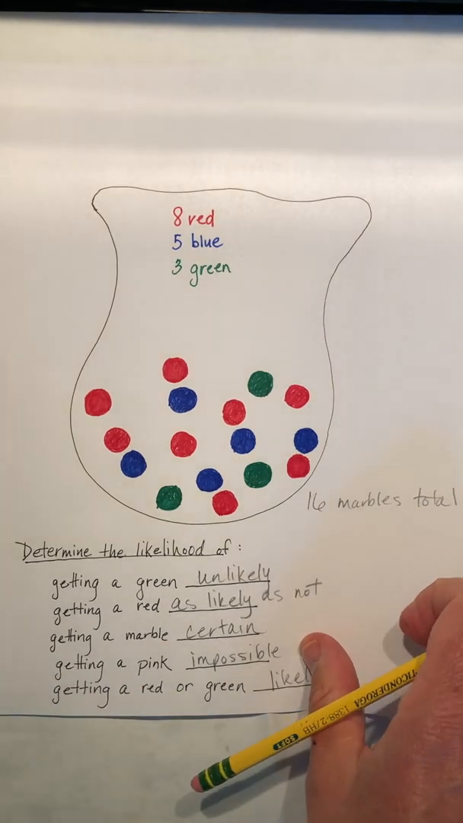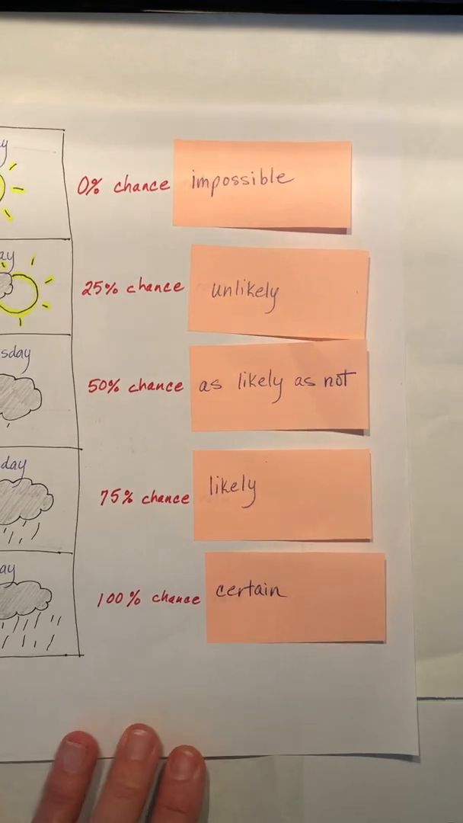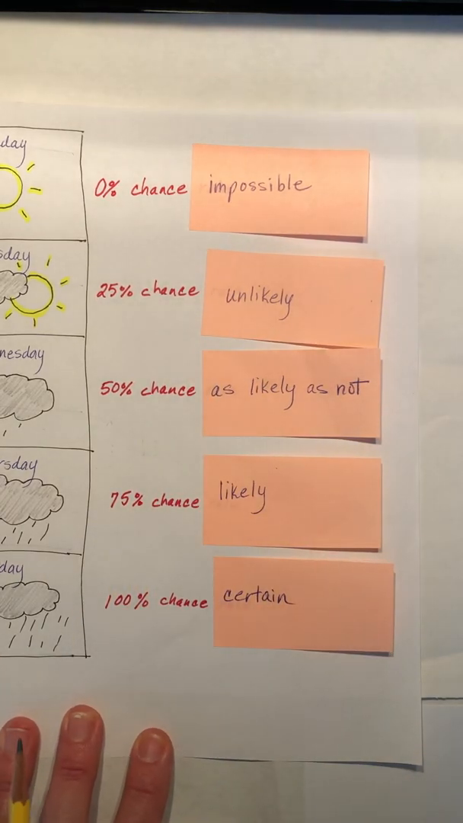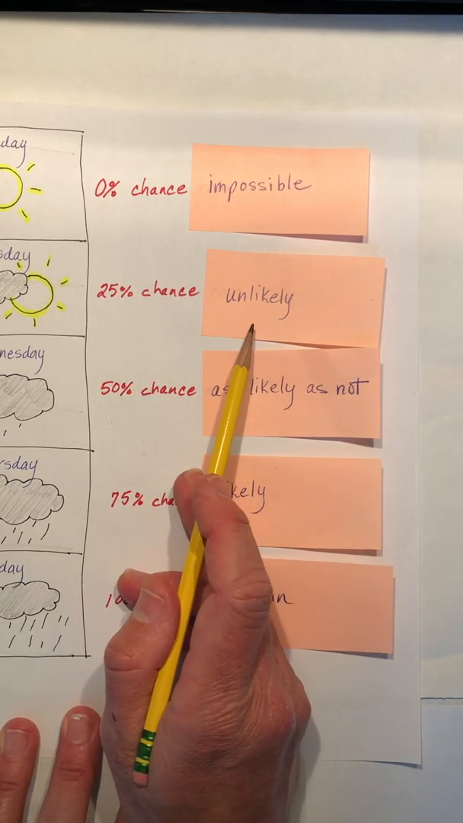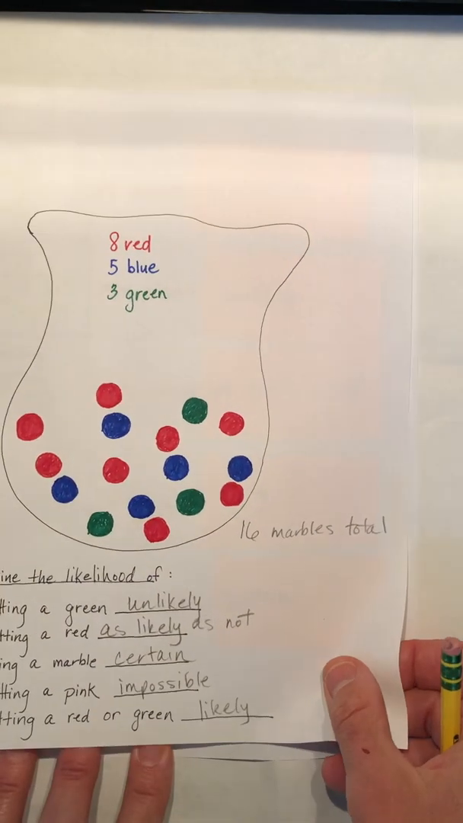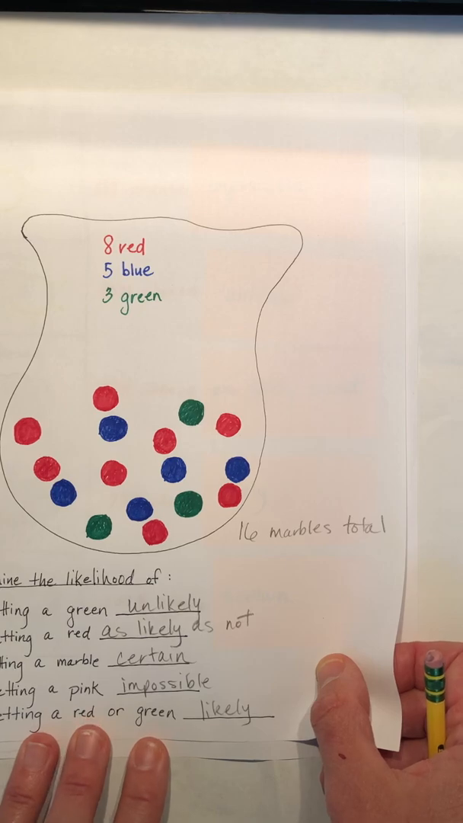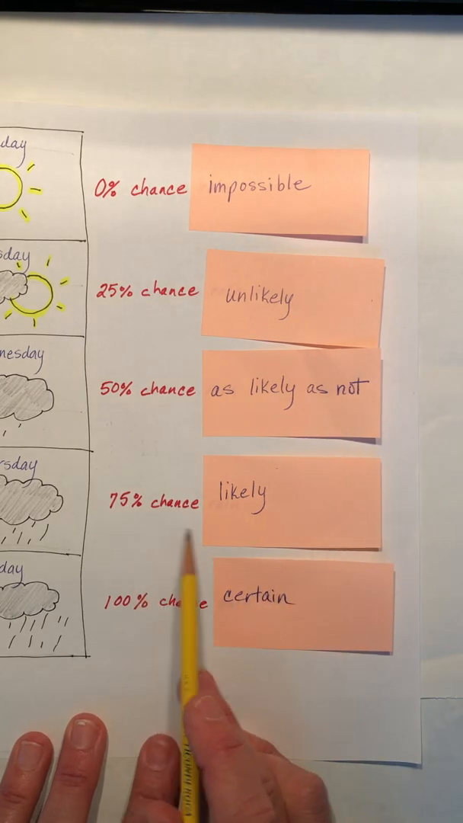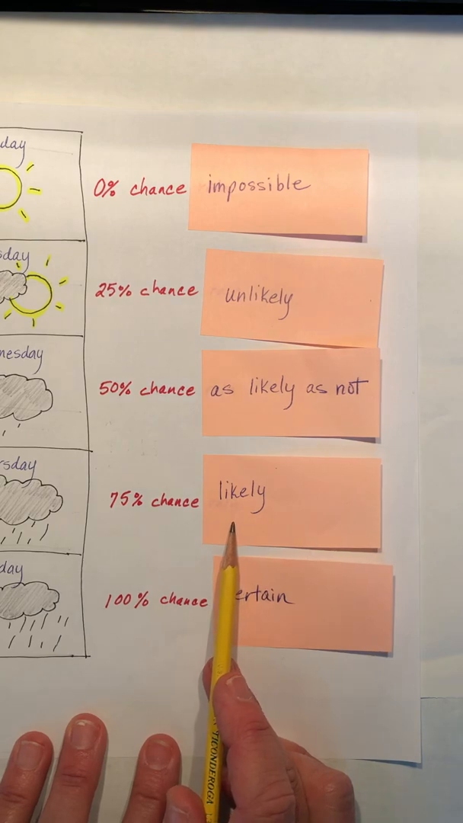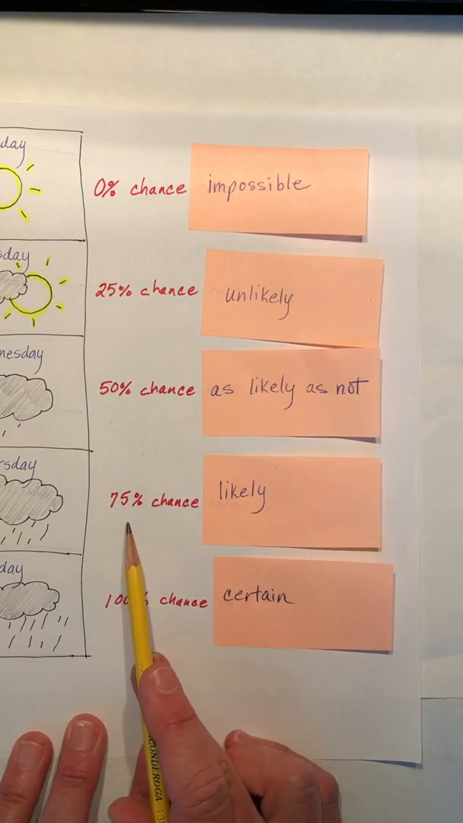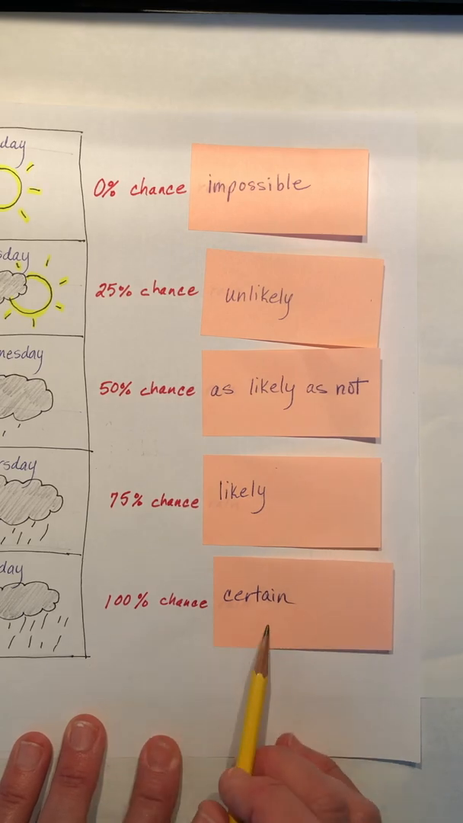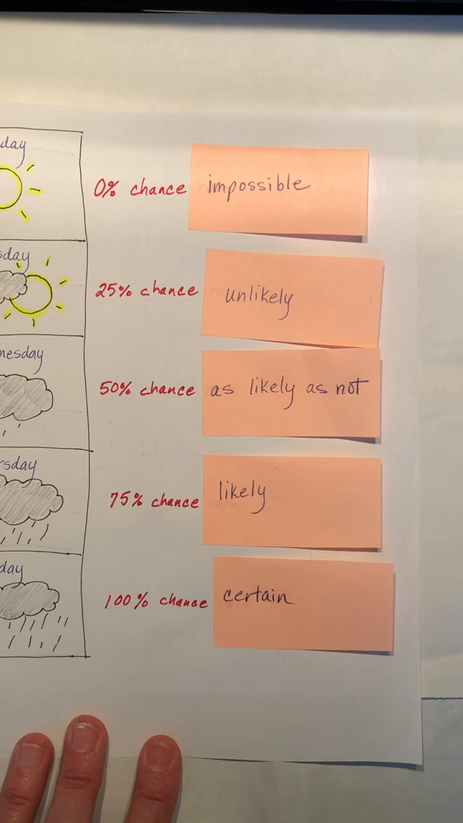So let's look back at these numbers over here, just quickly. A 0% chance means something is impossible. What would a 1% chance mean? Oh, that is highly unlikely. It's practically impossible. A 25% chance means something's unlikely, like when we were looking at the number of green marbles. It's unlikely that we would get one. 50% chance means as likely as not. A 75% chance means likely. What would an 80% chance mean? That's pretty close to 75, so we would say it's likely. How about a 99% chance? That is so close to certain, I can almost guarantee that something will happen.